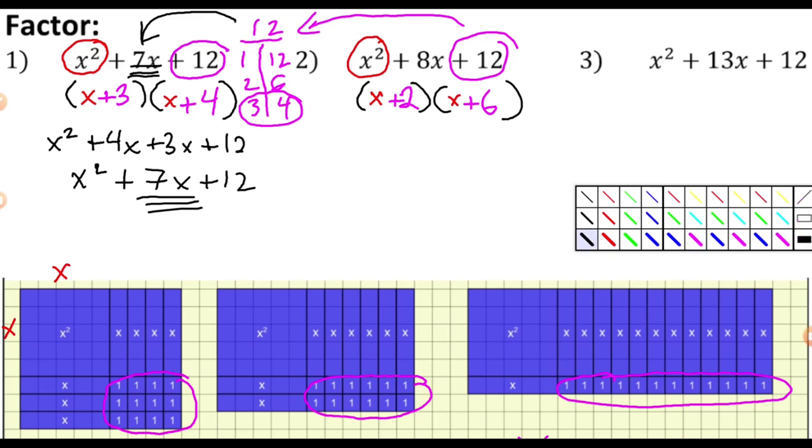But the only thing I'll check is to make sure that I get the 8x. So I'll just draw a little check here. So this is a 2x. This is a 6x. And what does that add up to? Positive 2x with the positive 6x is 8x. So that's how I check.